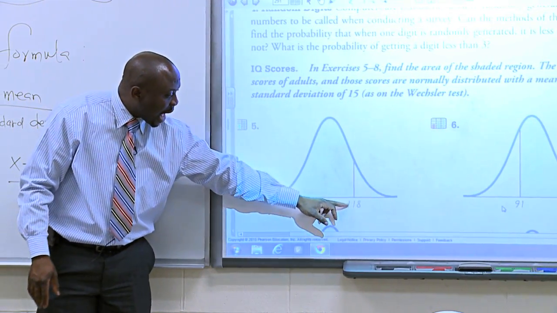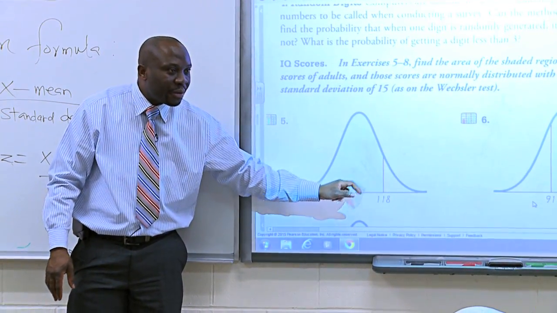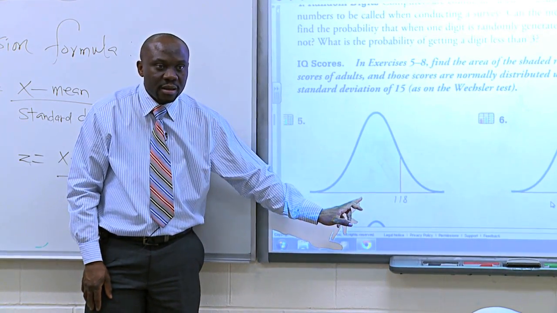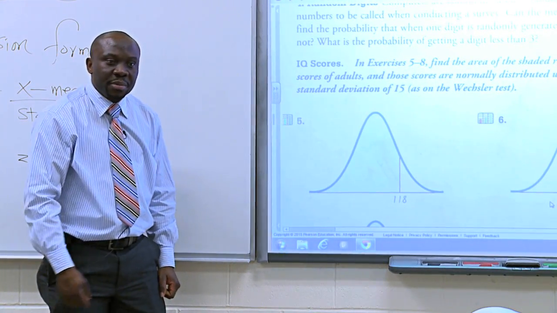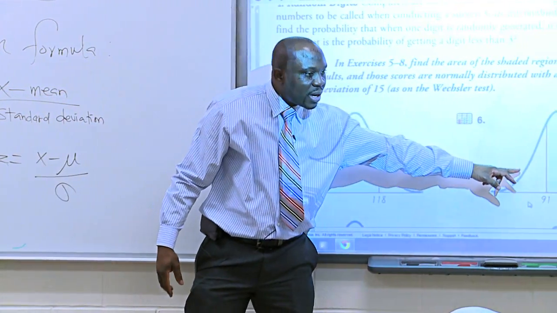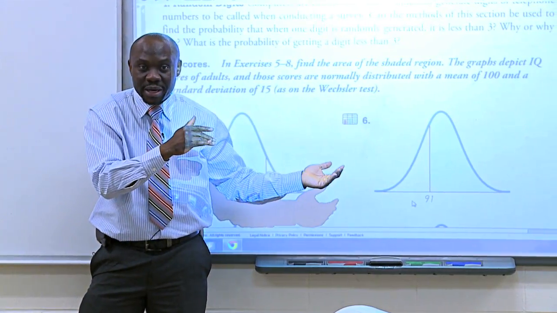Great, so here you are asked to find the area under this. Would this be less than or greater than? Why is this less than? Because it's shaded to the left, right? So it shows it's less than. How about this one? It's greater than. And everybody knows how to play around with the greater than, right?